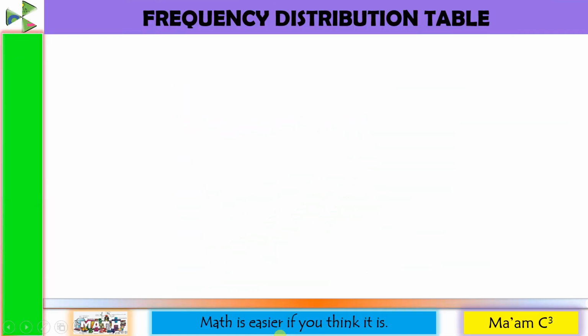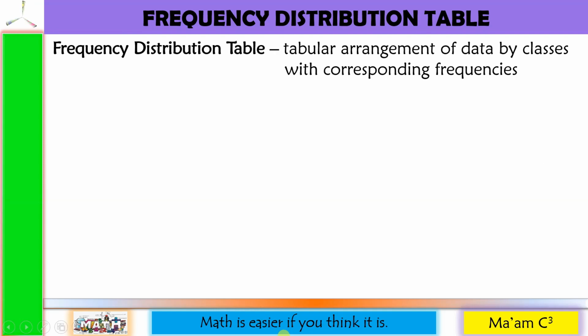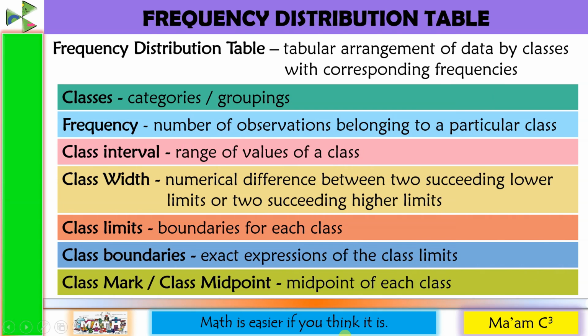What is a frequency distribution table? It is a tabular arrangement of data by classes with corresponding frequencies. These are the terms associated with frequency distribution. We have classes. These are categories or groupings. Frequency, number of observations belonging to a particular class. Class interval, range of values of a class.